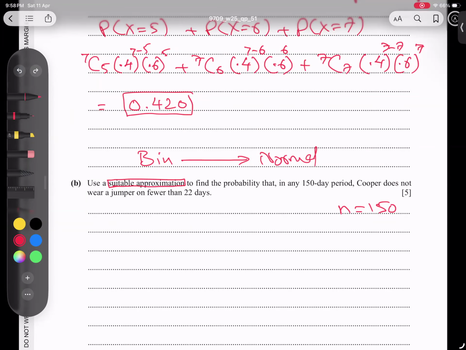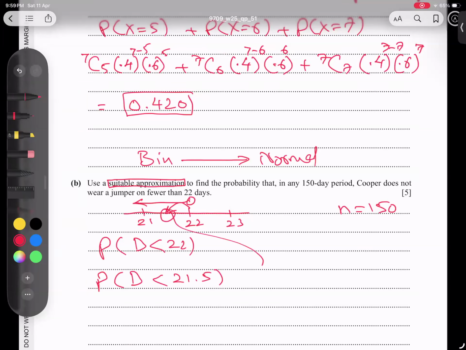Cooper does not wear a jumper on fewer than 22 days. Whenever this kind of approximation comes, we always do a continuity correction. For fewer than 22, one number smaller, so minus 0.5. So the probability is D less than 21.5. So we have to work with the middle value.